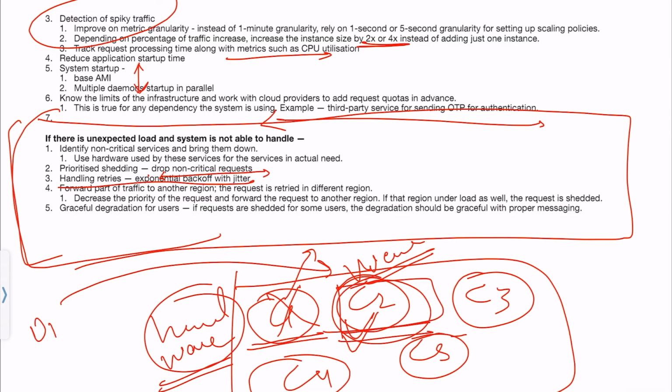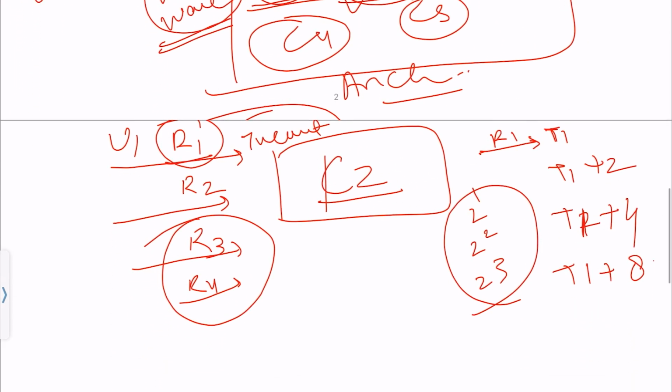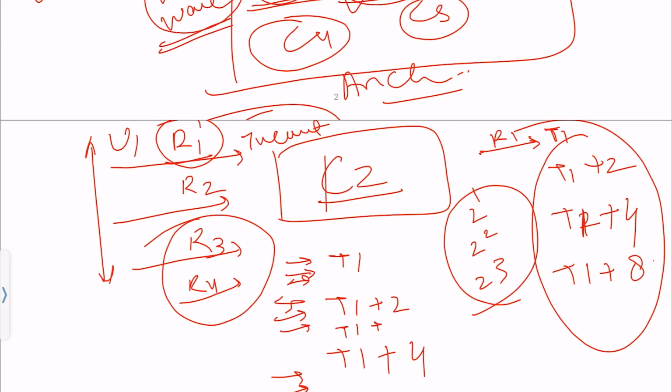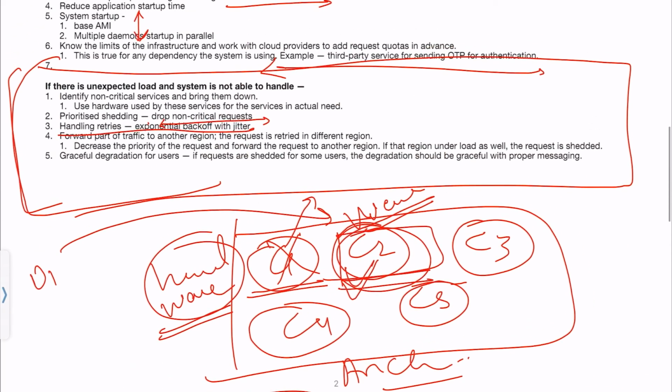When I say jitter, you add some sort of delay in between the requests, which is random for each request. If all the requests are being retried at the same intervals, you will have a lot of requests at t1, a lot of requests at t1 plus 2, a lot of requests at t1 plus 4. All the requests are going at the same moment of time. So by adding a jitter, you ensure that not all requests will go at the same time. Instead of t1 plus 2, some requests will go at t1 plus 2, some at t1 plus 2.1, t1 plus 2.2. This is how jitter helps out.